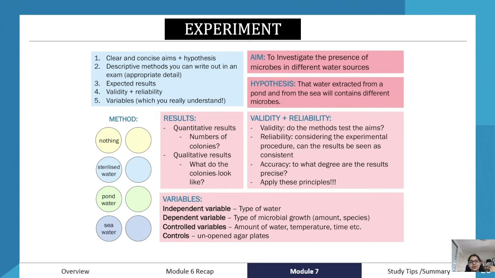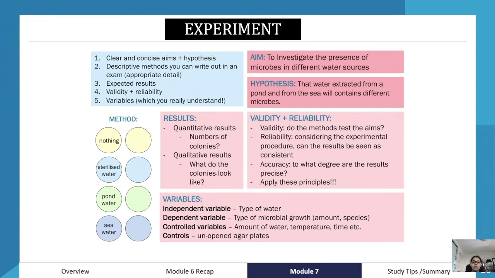Finally, the variables, which you need to understand. Having a good understanding of the variables is important. You should be able to tell them apart. I think one thing that always confuses everyone is the difference between controlled variables and having a control. An independent variable is the one that is being manipulated, while the dependent variable is the one that is being tested. In this case, our independent variable is the water source that we are using. Our dependent variable is the microbial growth that we want to see in the type of water, so the amount and also the species.